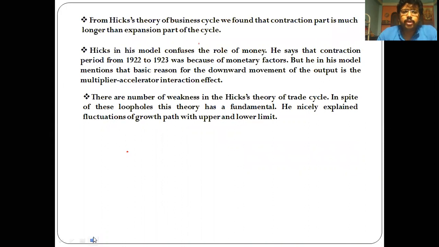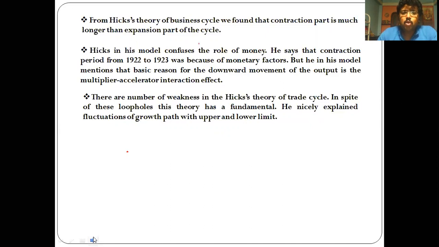From Hicks's theory of business cycle, we find that the contraction part is much longer than the expansion part of the cycle. But in reality, in the post-war period, we have found that the expansion part is longer than the contraction part. So here is a loophole in the Hicksian model of the trade cycle.